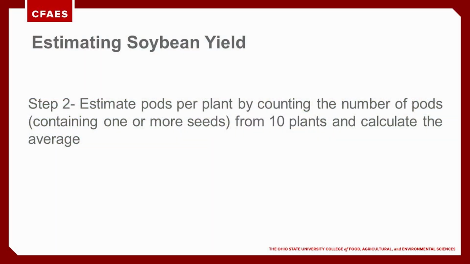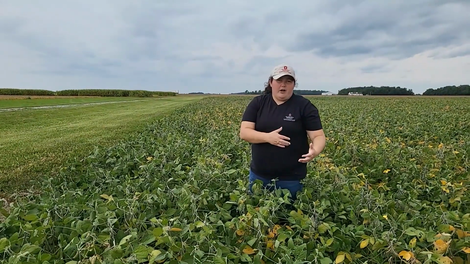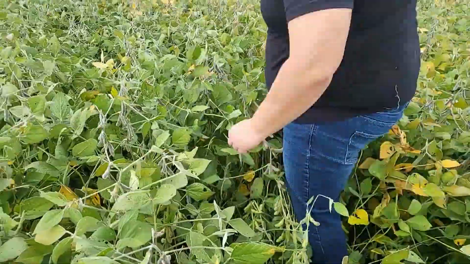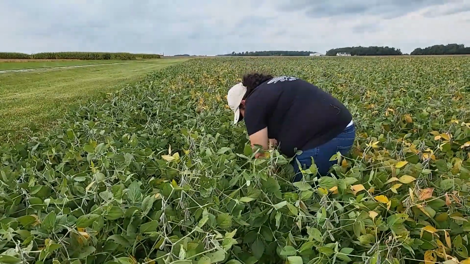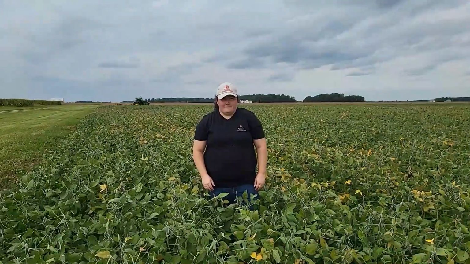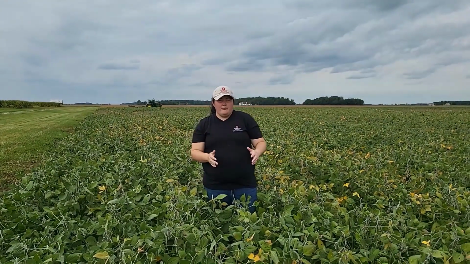Our next step is to take 10 random plants within that 17 feet 5 inches and count every pod on 10 plants. So we'll make that an average to find how many pods per plant we have on average. I just finished counting all the pods on 10 plants, and so our average is 75.8 pods per plant.